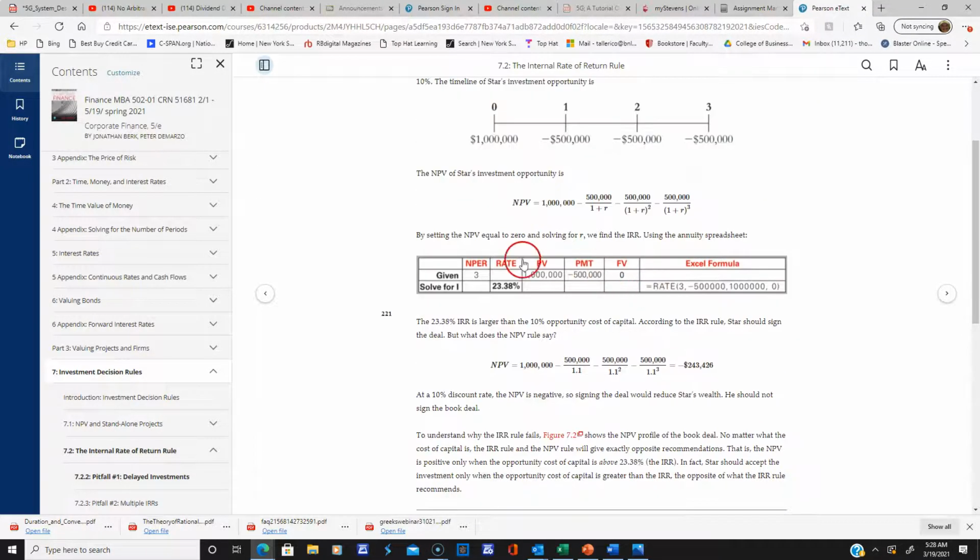Okay, so the net present value of this investment, which we're going to use Microsoft Excel here, is basically, we're going to use Excel and we're going to set the net present value equal to 0. That's how you get the internal rate of return, right? You set the net present value equal to 0. All right, so that gives you that.